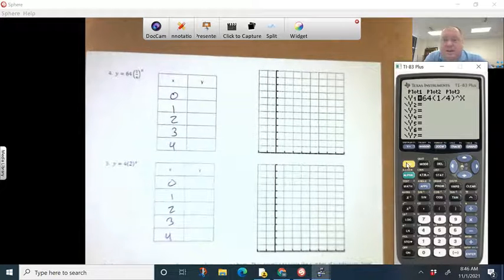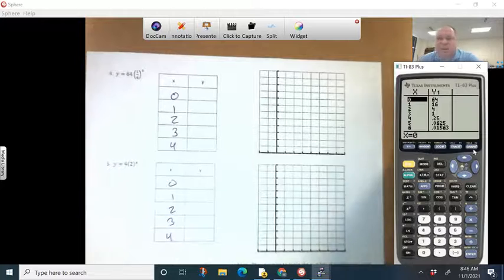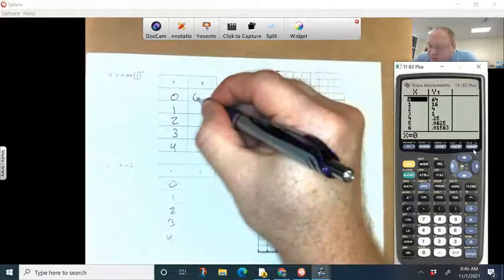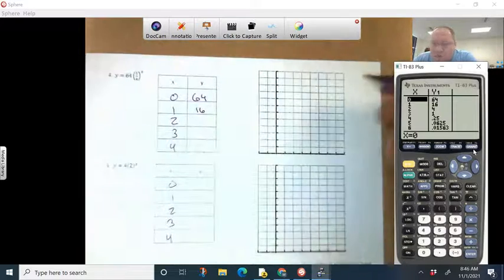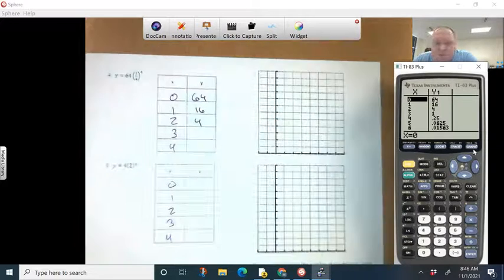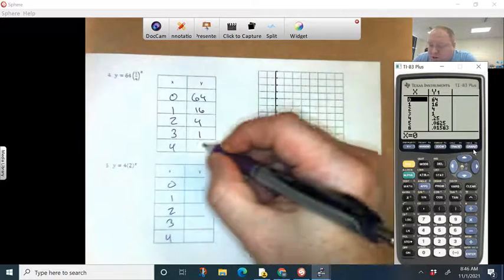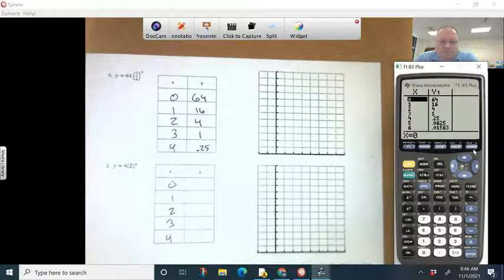And you could do this on Desmos as well. I've showed you guys a few times. So second and graph gives me the numbers, and I don't have to do anything. So 0 and 64, 1 and 16, 2 and 4, 3 and 1, 4 and 0.25. All right, so let's plot these.